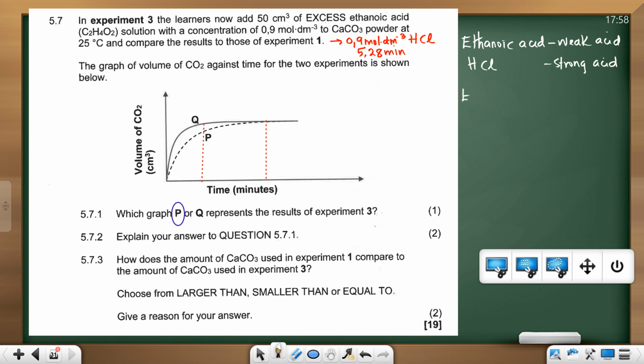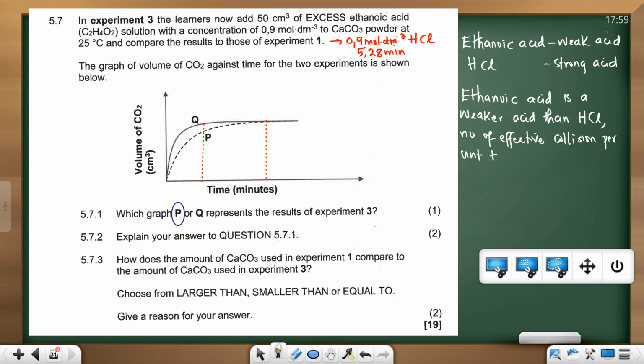Ethanoic acid. And I want us to look at the answers. We're going to look at this. This document has answers. Ethanoic acid is a what? It's a weaker acid than what? Hydrochloric acid. So number of effective what? Collisions. That's how I would have answered it. Per unit time is smaller, or is just small.